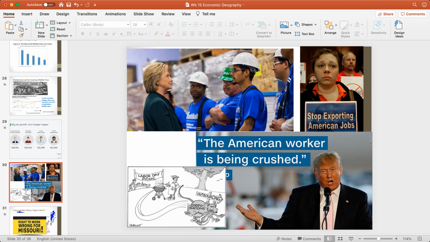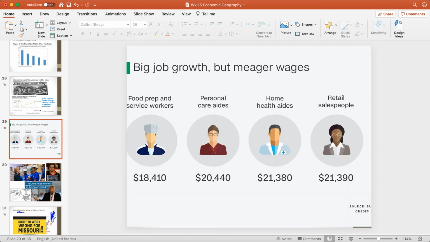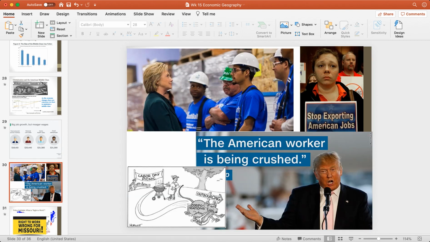$11.50. Ooh, $11.50? Okay. So I said 24,000 a year. How much is that per hour? Sorry, $24,000 would be $11.50 an hour. That's not a lot. All right.